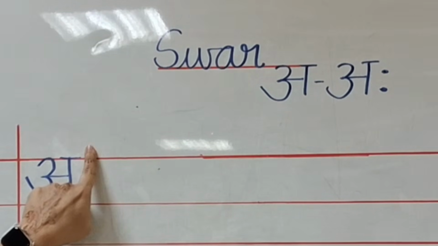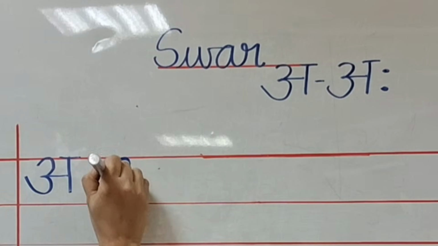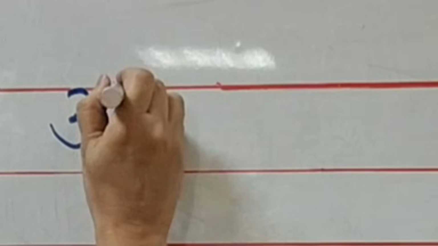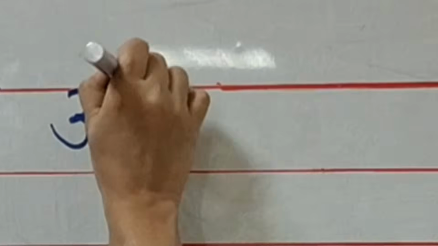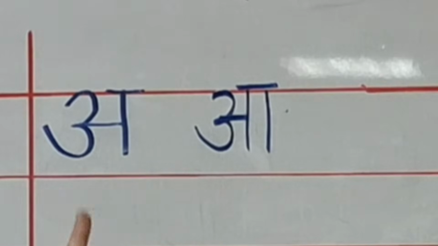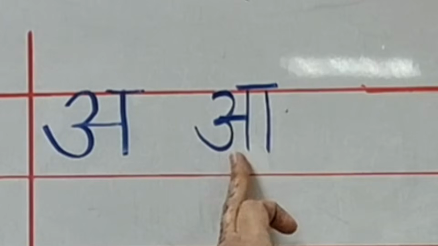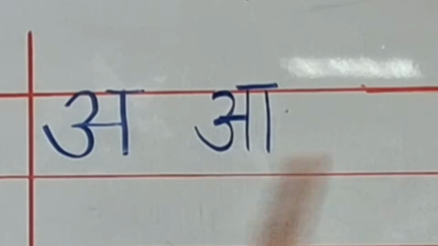Just leave one finger's gap and write the next swar, which is Aa. Write up and put one more standing line and then a sleeping line on top. So this is Aa, Aa say aam. Now let's go to the next swar. I hope you remember what is the next swar.